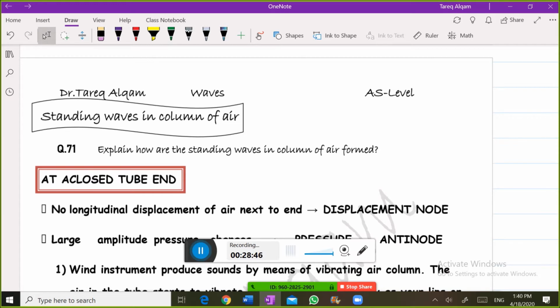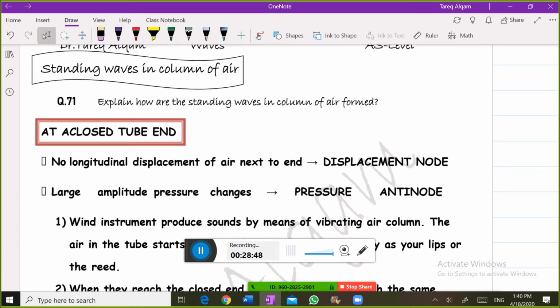Now, let's talk about standing waves in a column of air. You know, guys, there are musical instruments that produce sound as the air inside them oscillates. We have two types of these instruments: one with a closed tube end, and one with open ends.